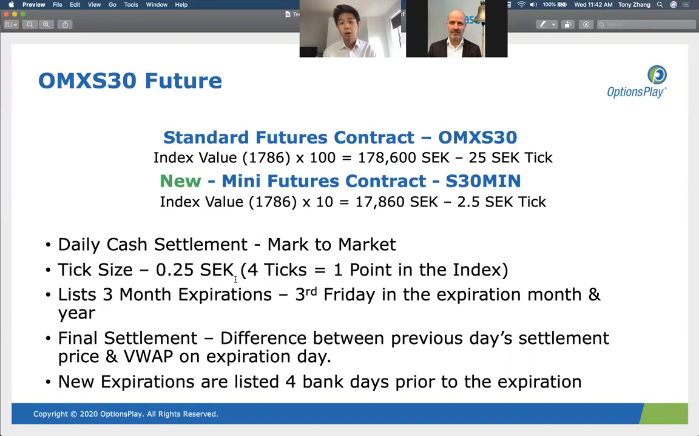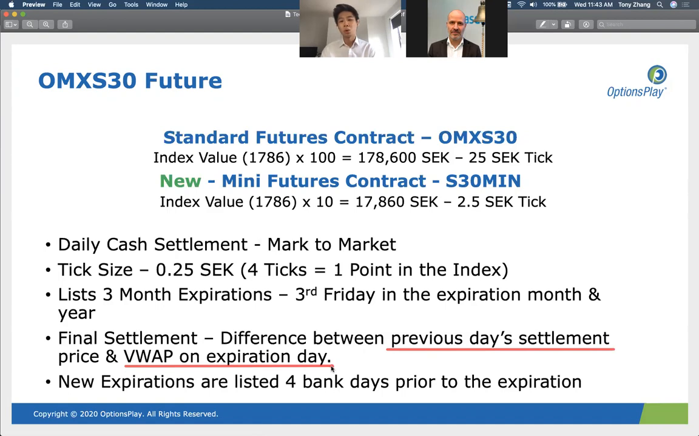If you're holding the future contract on the last date, the final settlement is the difference between previous day's settlement and the VWAP on the settlement or expiration date. Now, this is more of a technical understanding of how settlement works. I will show you that when you're trading futures, generally speaking, most traders will roll out their futures contracts before expiration.